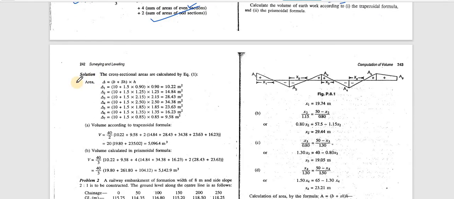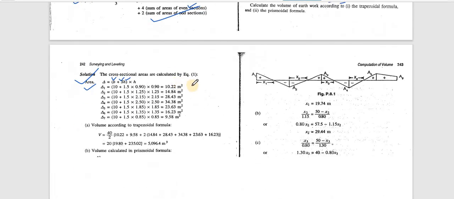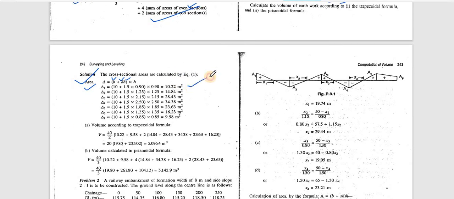So the formula for area of embankment is what? (B plus SH) into H. Okay, where B is the width of the embankment, S is the side slope, and H is the height of your ordinates. Okay, so the first area is what? 10 plus 1.5, side slope is 1.5, into the first height 0.9, into 0.9, that will give you 10.22 meters square. Similarly the second one, B again 10 plus 1.5 into the second height, that will give you the area as 14.84 meters square.